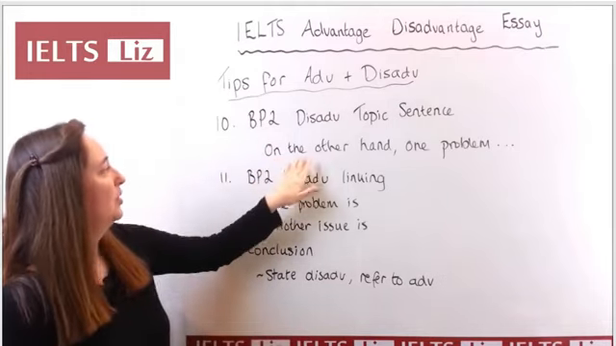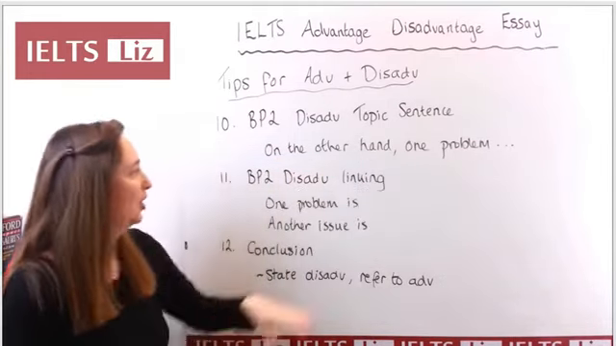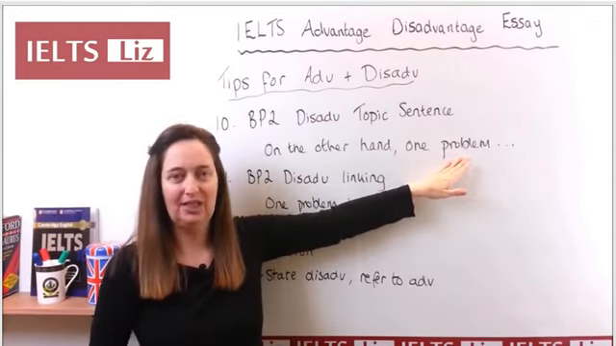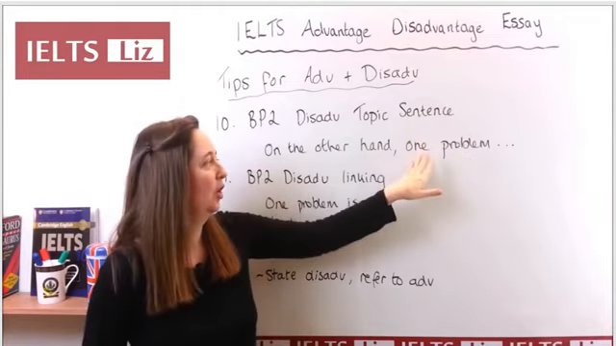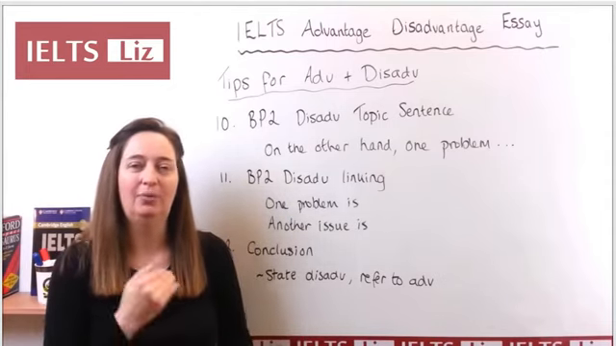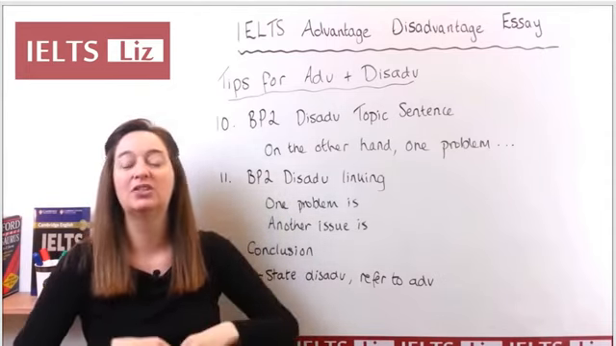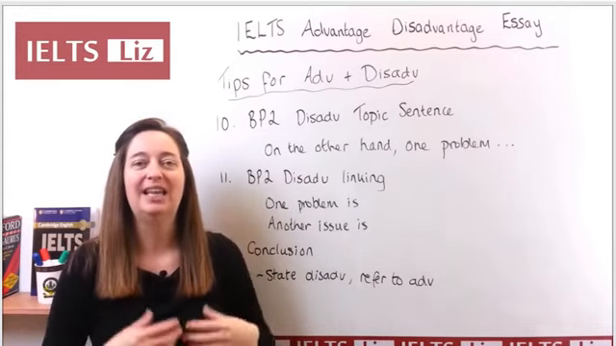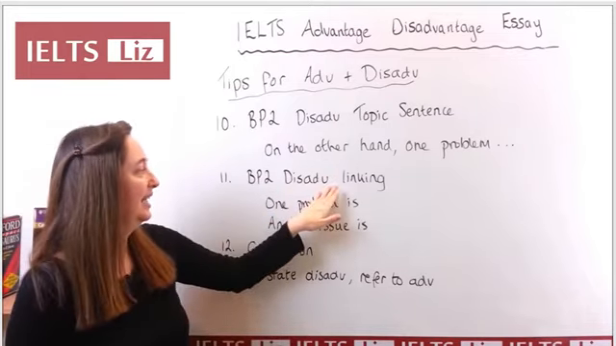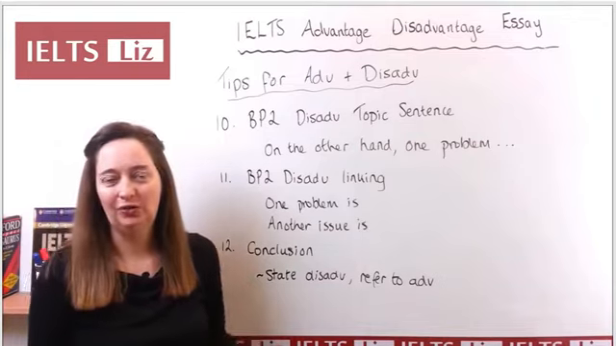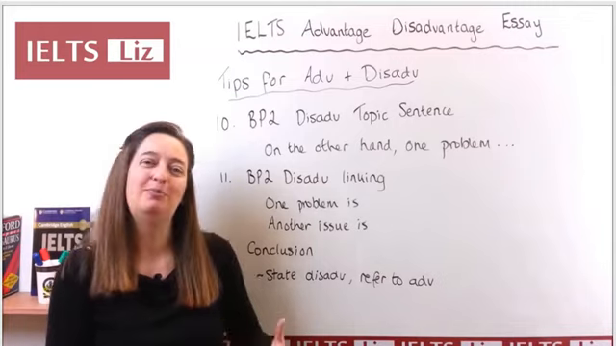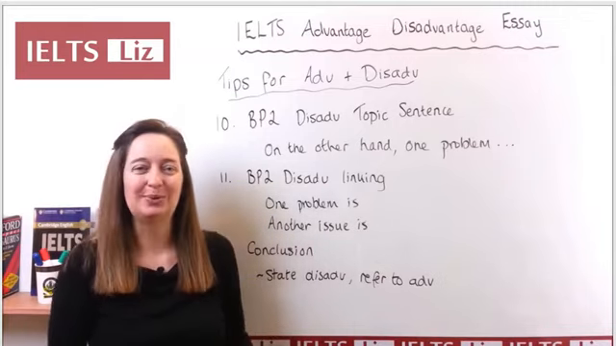So we can always use "on the other hand, one problem." And don't forget, it's a new paragraph. This is the disadvantages, and you have to introduce the essay topic again, which is one problem of children working for money. Don't forget, every time you start a body paragraph, you've got to start fresh and introduce the issue of the essay question again. If you look at the linking for the disadvantages, we're not going to use firstly, secondly, we're going to use one problem, another issue is. So don't repeat your linking methods, use something different.